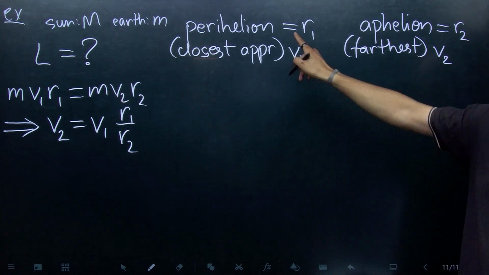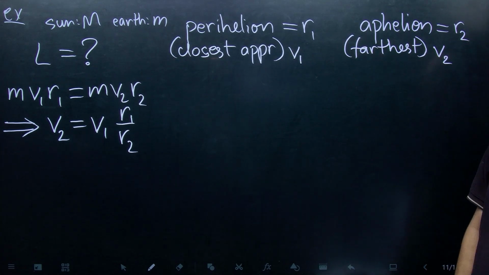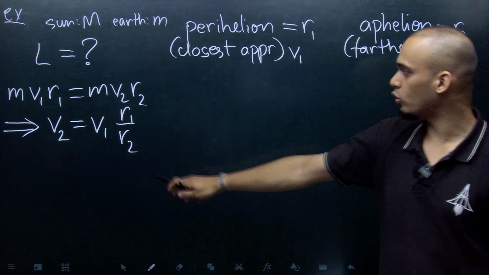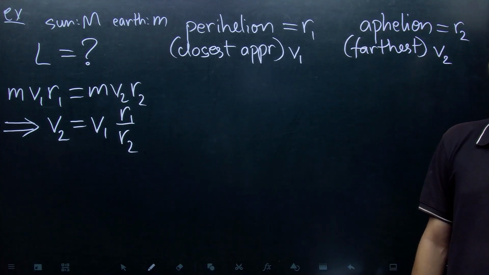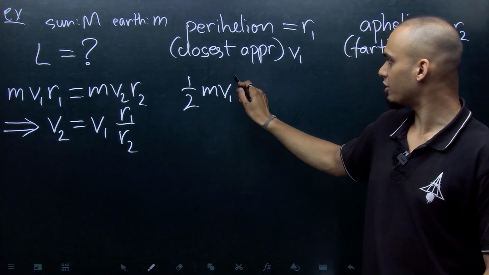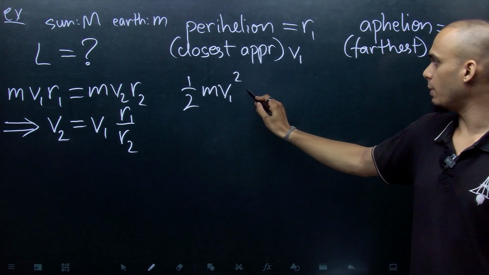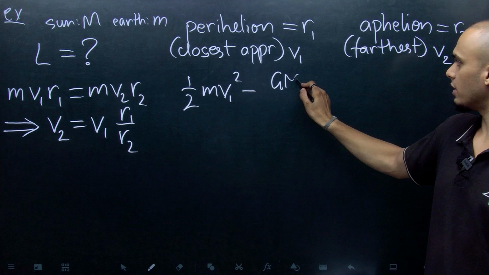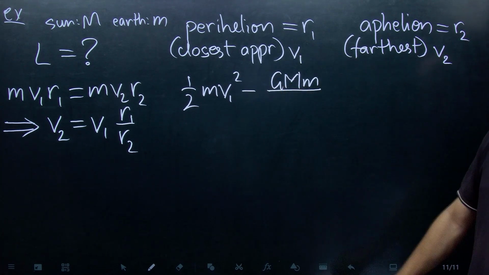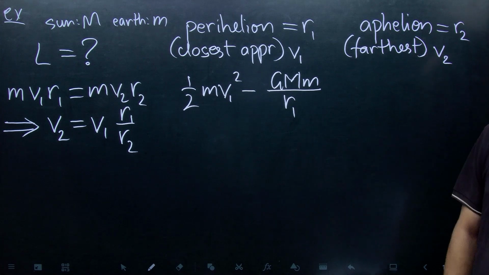So let us conserve energy between the aphelion position and the perihelion position. At the perihelion, we now know the velocity as v1. So the kinetic energy will be half m v1 square. The potential energy will be minus GMm upon the perihelion distance, that is r1.